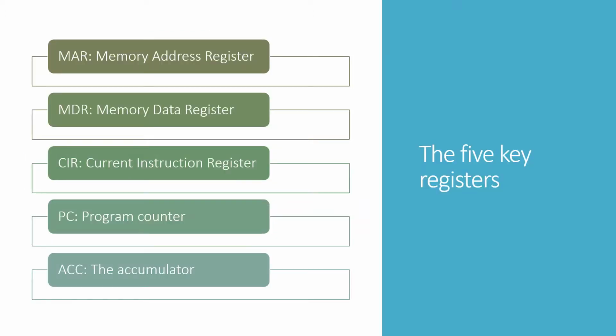There are 5 key registers inside the processor. We've already looked at 3 of these, the MAR, the MDR and the CIR. You should have notes on these 3 registers. In this lesson, we'll look at 2 further key registers, the program counter and the accumulator. We'll learn what their jobs are in the fetch execute cycle.